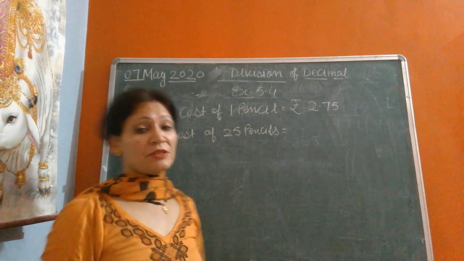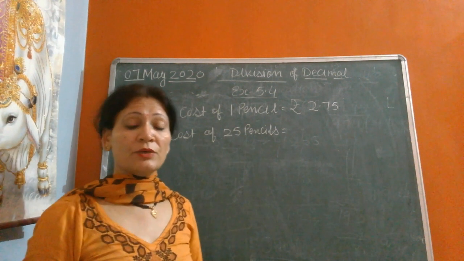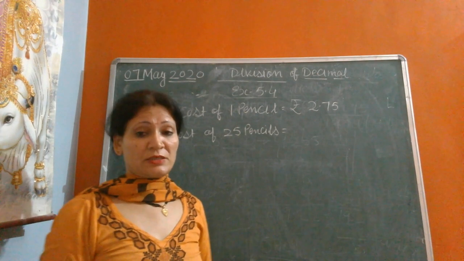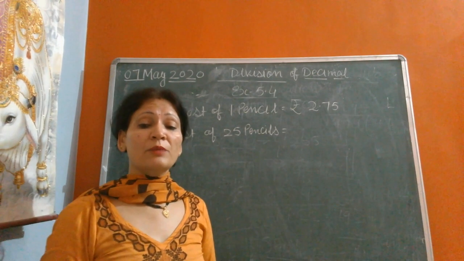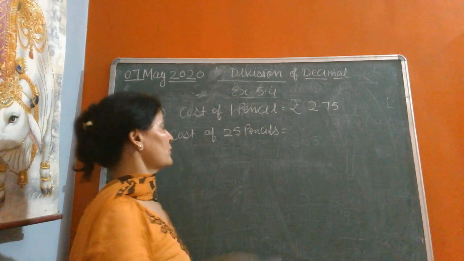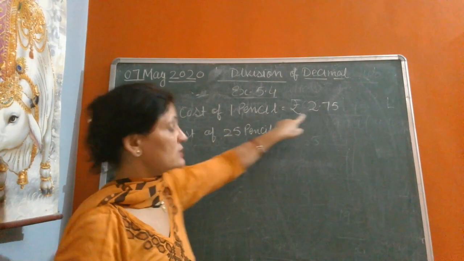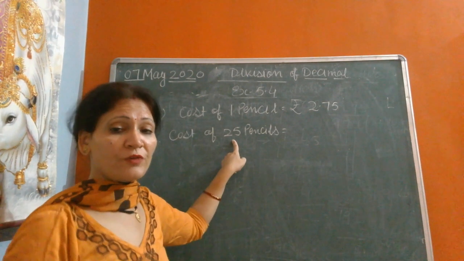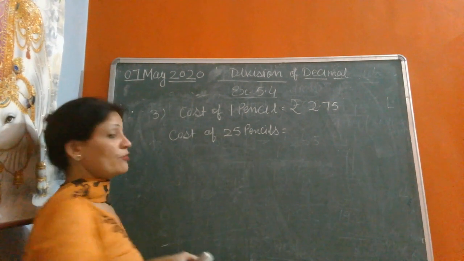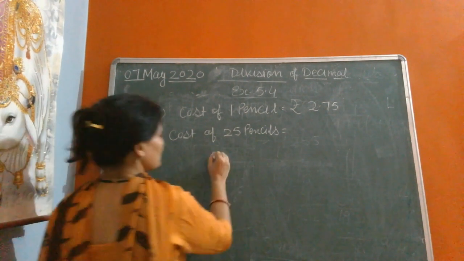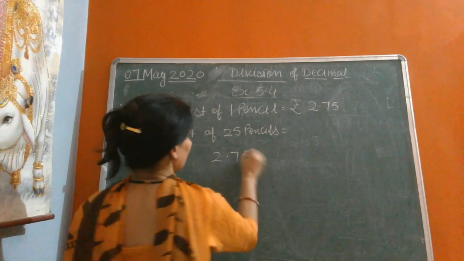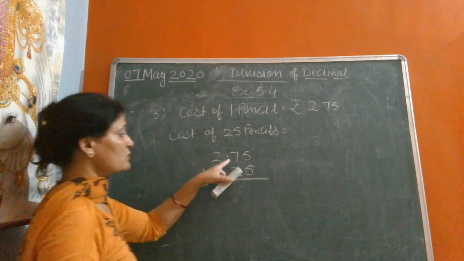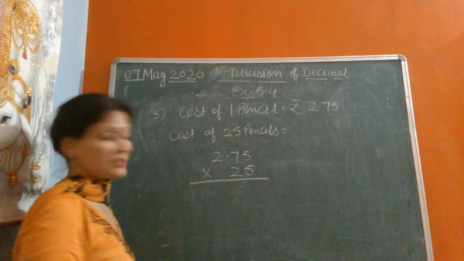The cost of one pencil is given and it is asking the cost of more pencils, so we will multiply like this. Because the cost of one pencil is this and it asks for the cost of 25 pencils, we will multiply 2.75 by 25. First we will ignore the point and multiply simply.